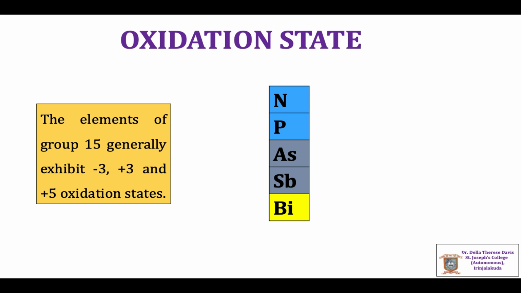The elements of group 15 show generally -3, +3 and +5 oxidation states. The tendency to exhibit the -3 oxidation state decreases as we move down the group. This is due to the increase in size of the atom and increase in metallic character as we move down the group. Thus, nitrogen has the highest tendency to show an oxidation state of -3.